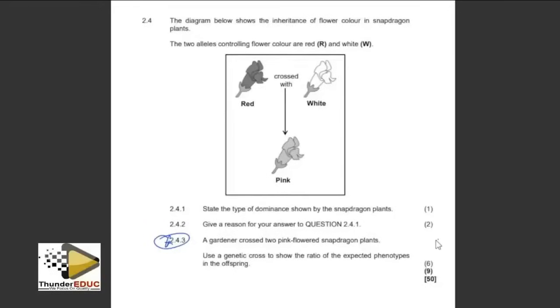Okay, now let's go through it. They're saying the diagram below is controlled by R and W. Check here. The first point is R and W. These are capital letters. The moment they are capital letters, it means that both of them are dominant. All right. Now, they're saying red crossed with white produces pink. You see, they have three phenotypes. The moment you have three phenotypes, it means that it is incomplete dominance.